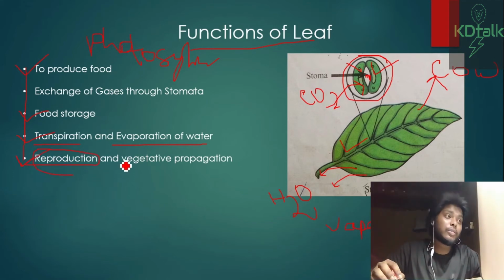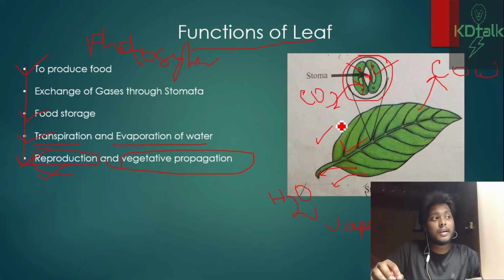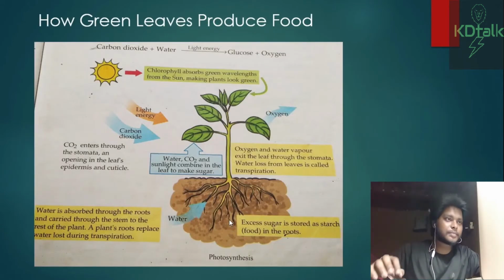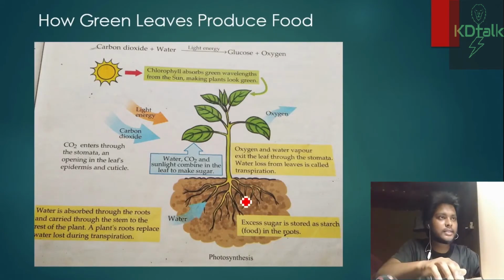And the leaf is also used for reproduction and vegetative propagation. What does it mean? Reproduction means some plants use their leaves to propagate, or to produce new plants like them. And vegetative propagation also means the same thing, to produce new plants. Is that clear? Okay. So come to the next slide.